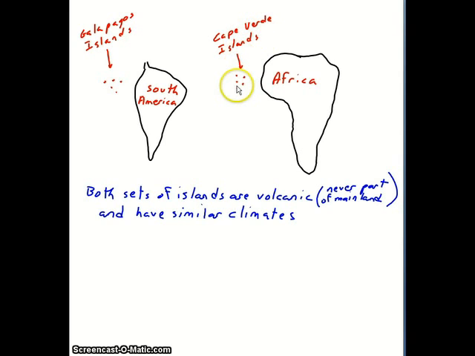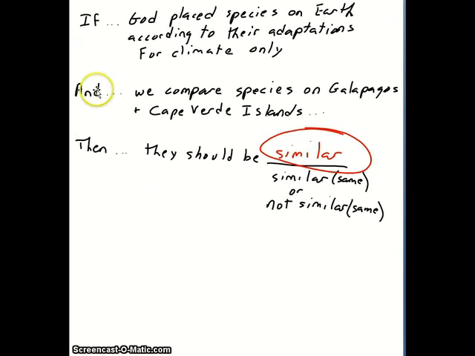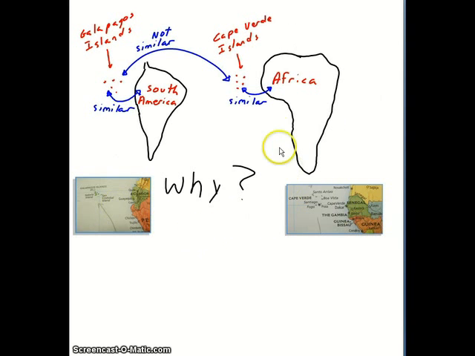They're both volcanic, and they have similar climates. Notice we can use our if and then. If God placed species on Earth according to their adaptations for climate only, and we compare species on Galapagos and Cape Verde Islands, they should be similar, right? But here's what Darwin found.